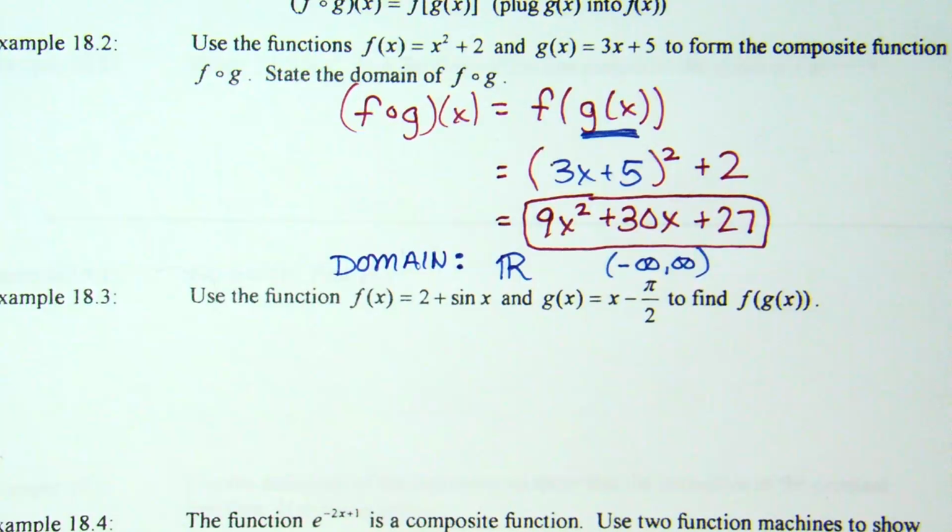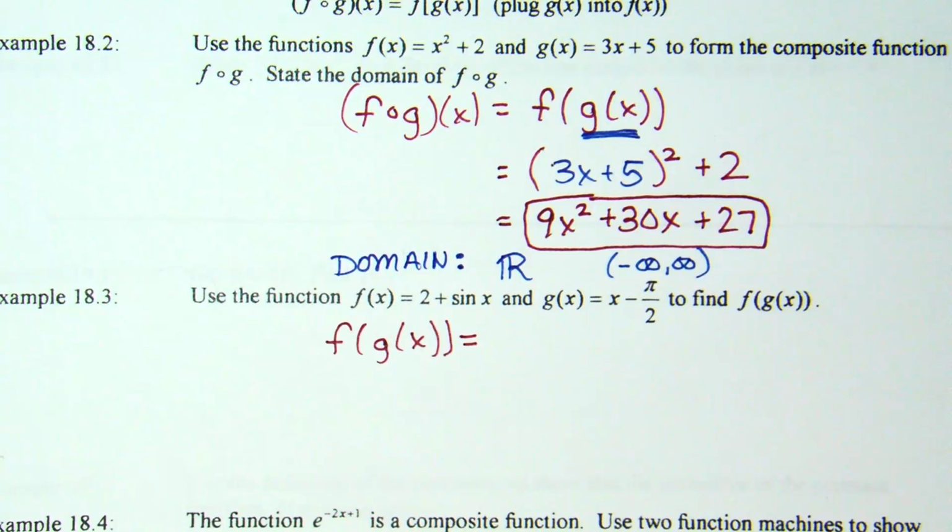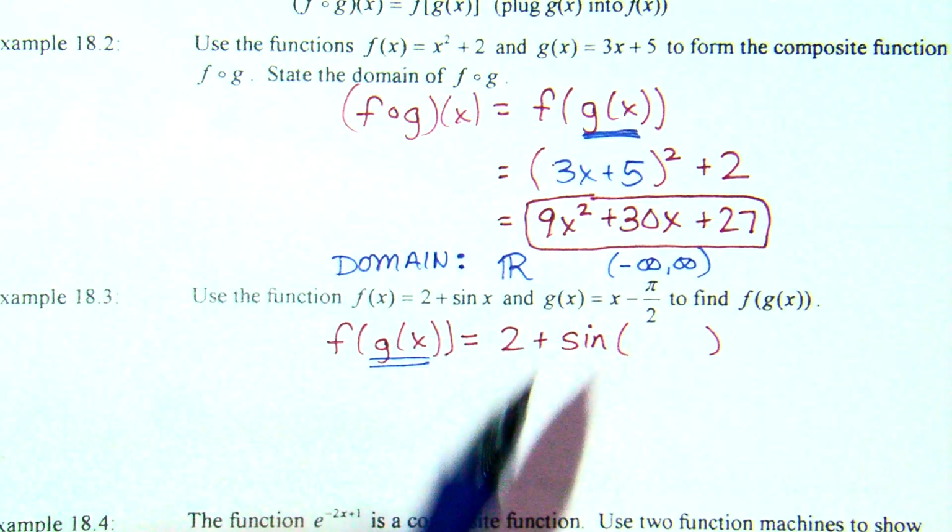Okay, can you do it? g into f. So my f is 2 plus sine of x, except what is my new x? Whatever g is, which is x minus pi over 2. So I now have 2 plus sine of x minus pi over 2.